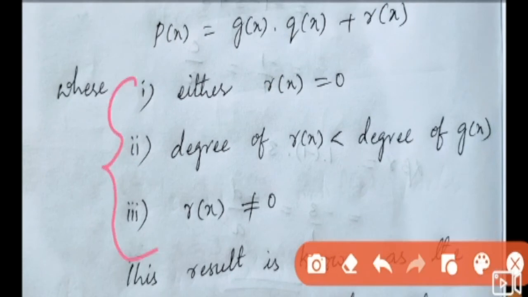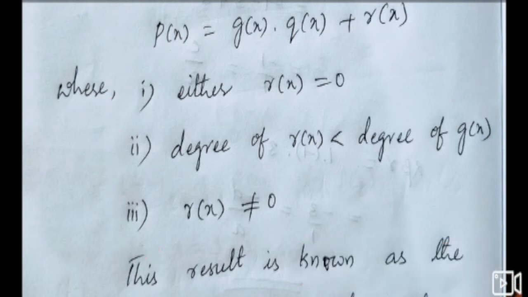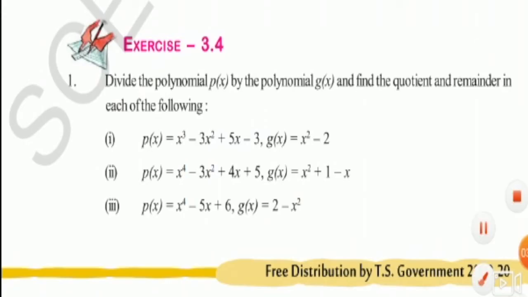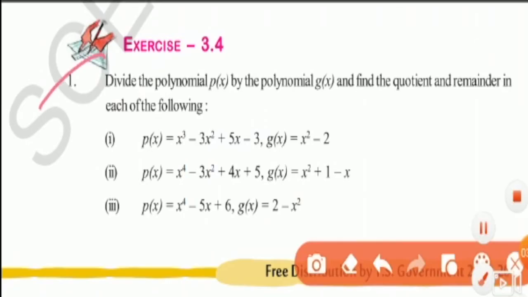Okay, now let me discuss the exercise problems. In exercise 3.4, see the first bit. The first bit is: divide the polynomial p of x by the polynomial g of x, and then find the quotient and the remainder in each of the following. Among these three problems, I'll explain one problem. Now see the second problem in the first bit. I'll explain the first bit, second problem. See that solution.